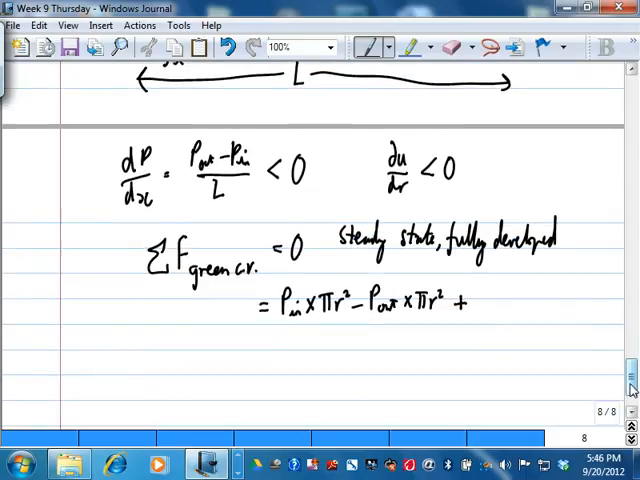Shear stress multiplied by area. What's the area of the outer skin of the sausage? 2 pi r gives you the circumference, times L. Let's work in terms of r first: 2 pi r times L, and that is equal to 0.